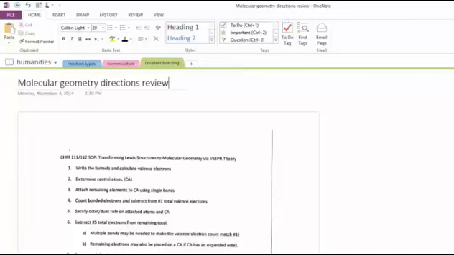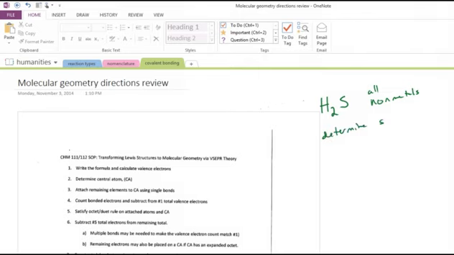Right, let's look at molecular geometry. When we get a molecular formula, we know it's molecular because we have all nonmetals. So we need to determine the structure. Okay, so if we go through these steps, it's very simple. So we have the formula. So calculate the valence electrons.